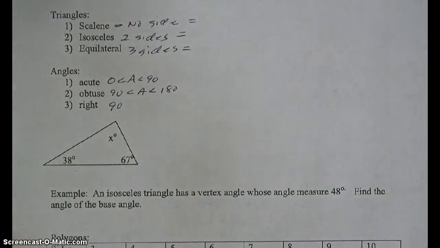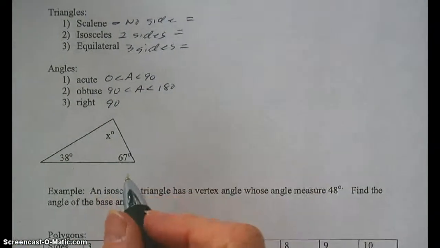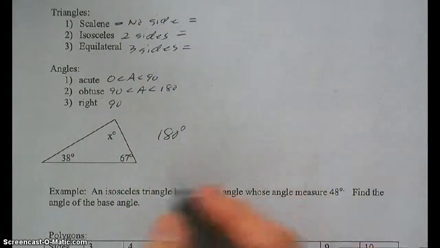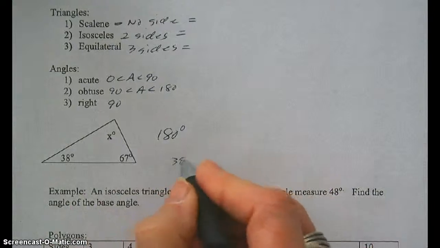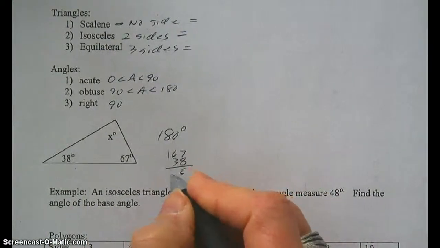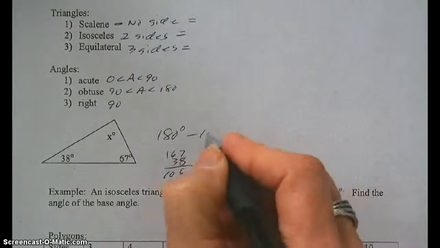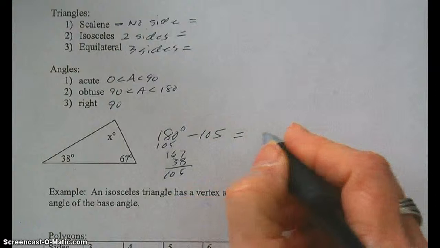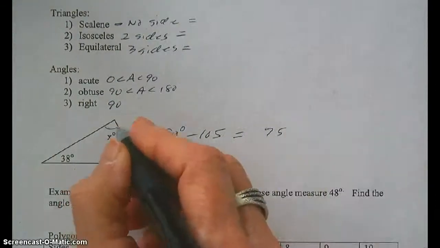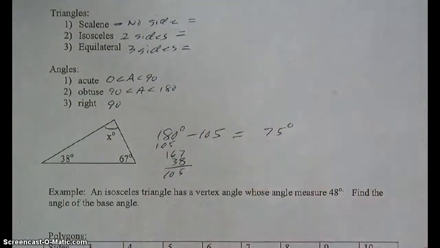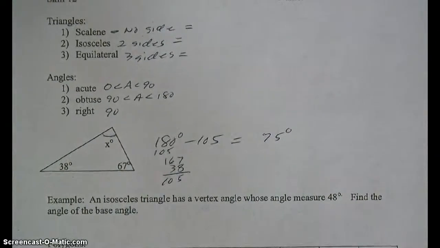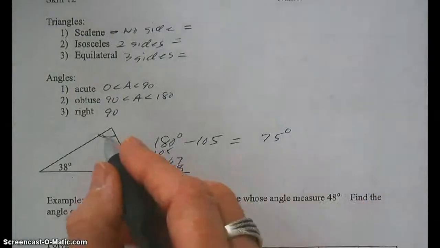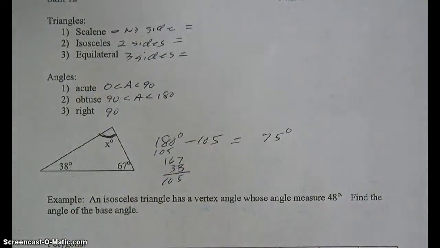So a typical ACT question might be, in this triangle, what would x be? So remember that all triangles have 180 degrees. So just add the 38 and the 67 together and subtract that away from 180, and we would see that this angle here has to be a 75. So just a reminder that on the ACT, things are not drawn to scale. So sometimes this angle might not look like 75, but that's what they're looking for.